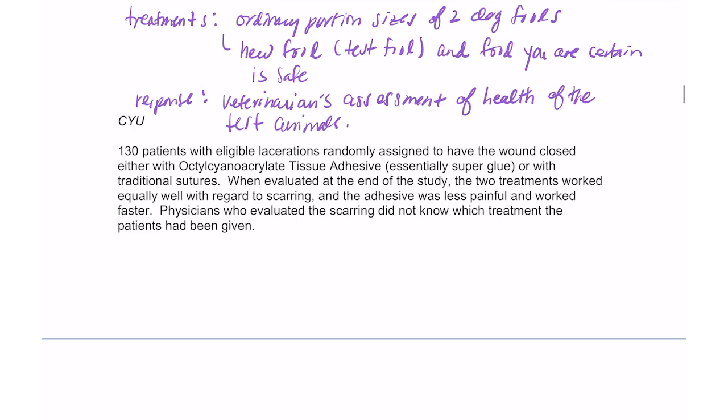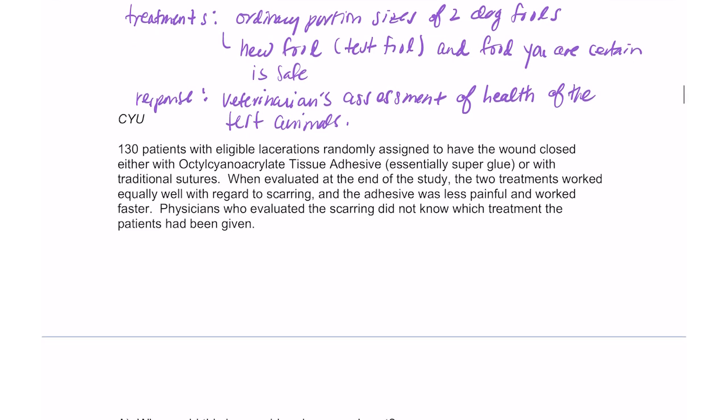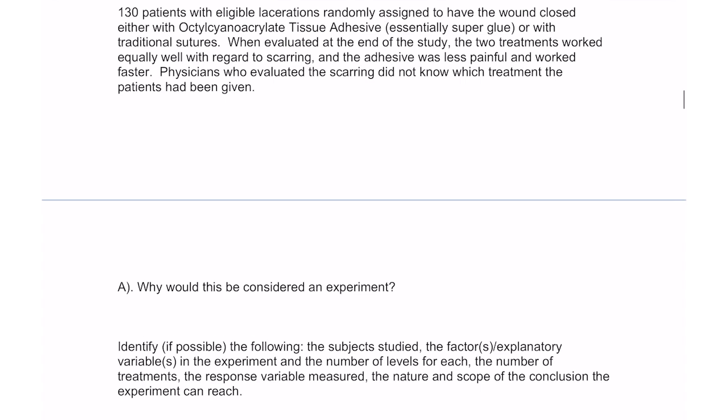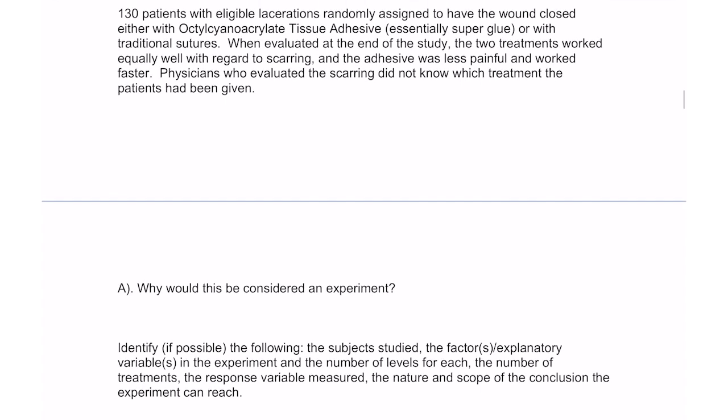You can try this next problem on your own and then answer the questions, and then we can do it together. 130 patients with eligible lacerations randomly assigned to have the wound closed either with a tissue adhesive that's essentially superglue or with traditional sutures. When evaluated at the end of the study, the 2 treatments worked equally well with regard to scarring, and the adhesive was less painful and worked faster. Physicians who evaluated the scarring did not know which treatment the patients had been given. Why would this be considered an experiment?